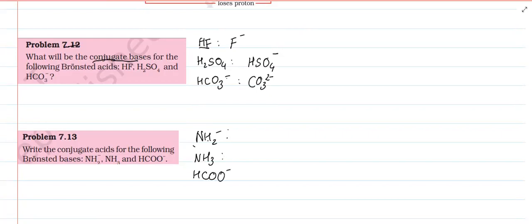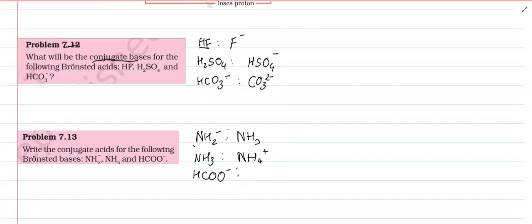Now, when an extra proton gets added, the negative charge and that proton's charge will get neutralized, like it'll get cancelled out. So when this particular molecule has another proton, H plus, added to it, it will form NH3. Okay, next one, in case of NH3, when a proton comes in, it's already neutral, so it becomes positive. So you have NH4 plus.